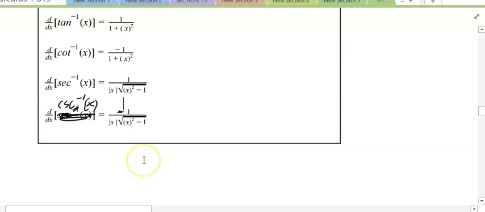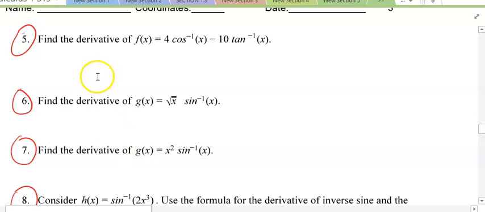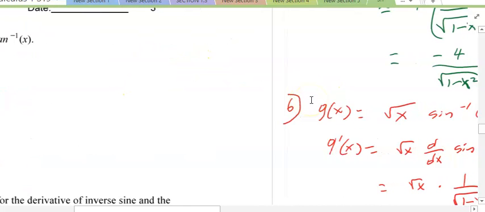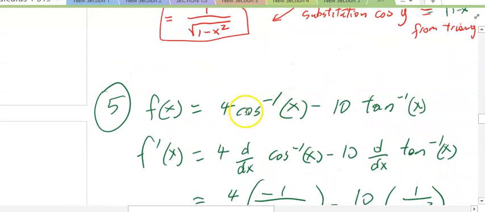Now we are going to use the functions that we're given to do a couple of things. First of all, I want to find the derivative of f of x equals 4 cosine inverse of x minus 10 tan inverse of x. So to find f prime of x, what we will do is say f prime of x is equal to 4 times d dx of cosine inverse of x minus 10 d dx of tan inverse of x. That was from our constant multiple derivative ideas.